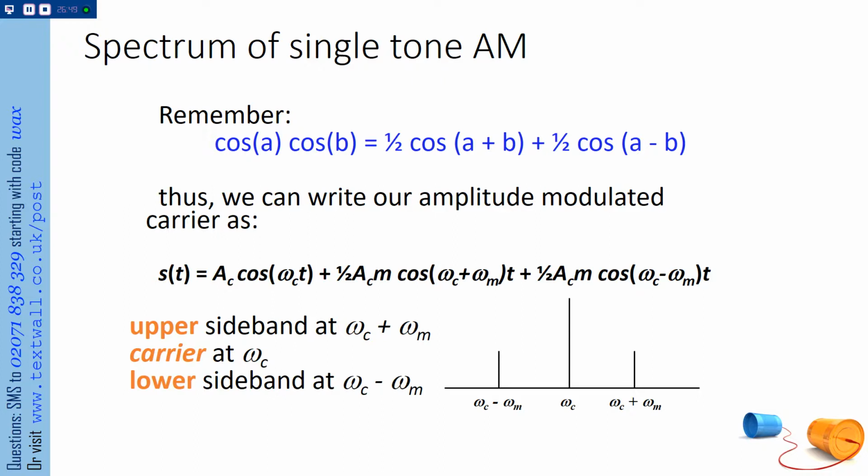We have 100 kilohertz plus 5 kilohertz, 105 kilohertz. That's your omega C plus omega m. And then we have the other one, omega C minus omega m. That's why we call it double sideband, because we have an upper sideband here and a lower sideband here, omega C minus omega m. So that's the spectrum of my AM signal.